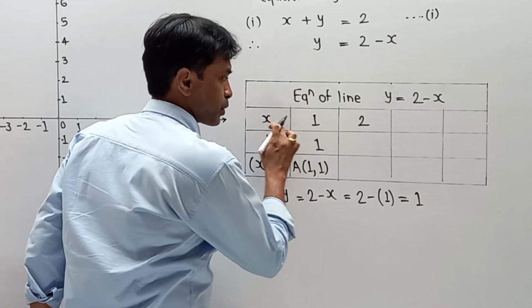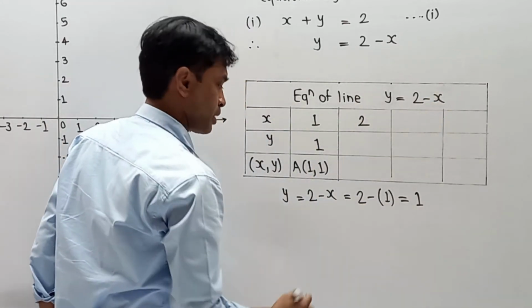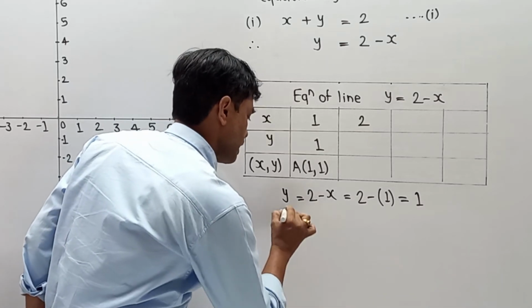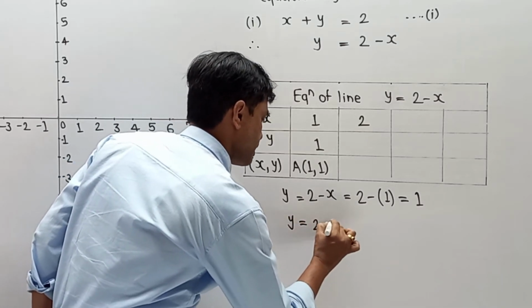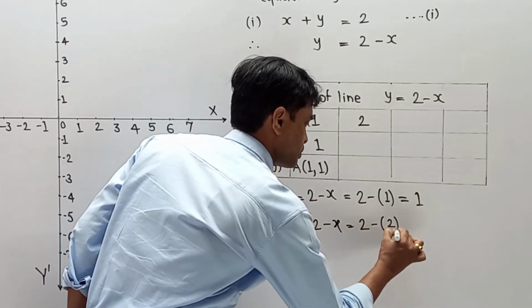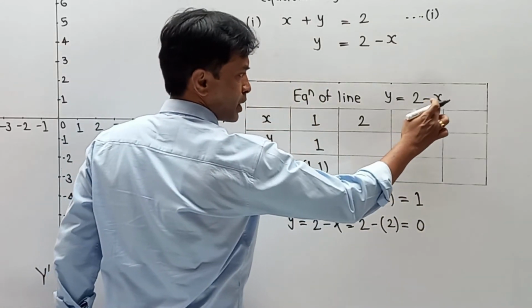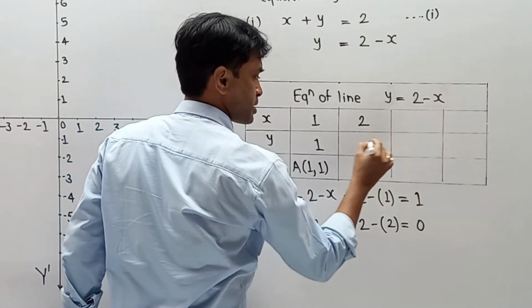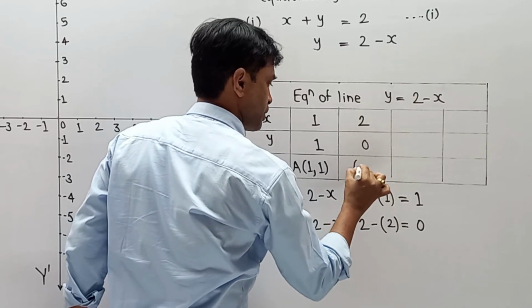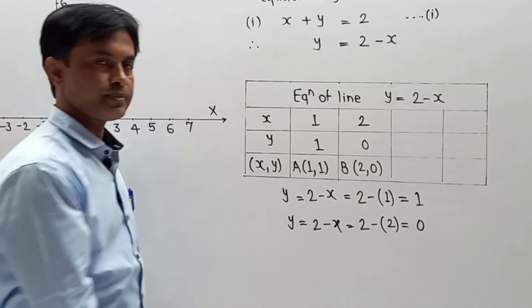Second, if I assume the value of x as 2, then I have to put that value over here. Now what will be the calculation? Again the value of y is 2 minus x, that is 2 minus 2, which means 0. Here also you can directly put 2 minus 2, that is 0. It means our next point is 2, 0. I would call this point B.